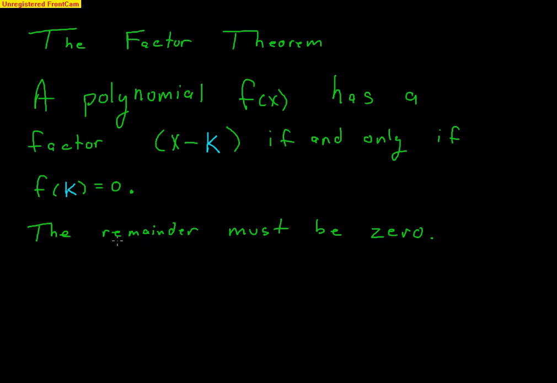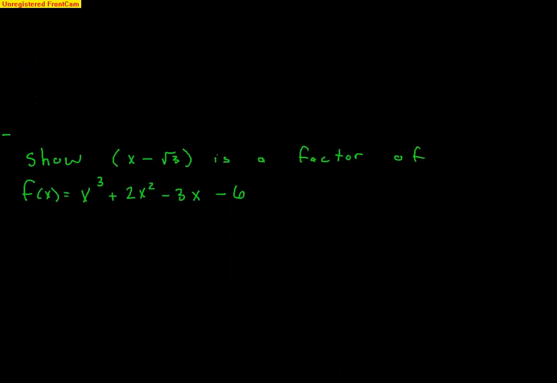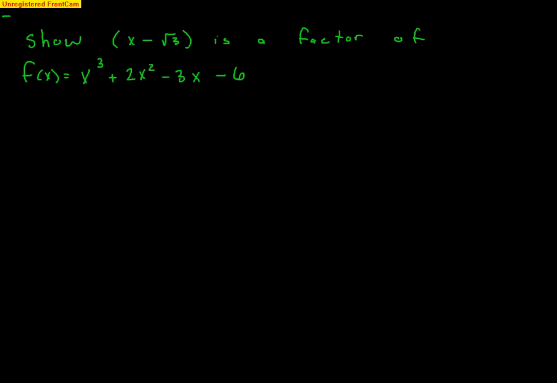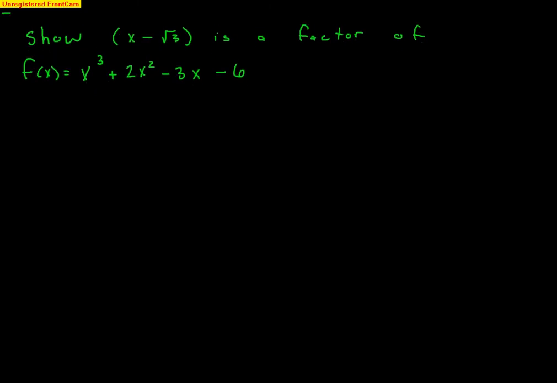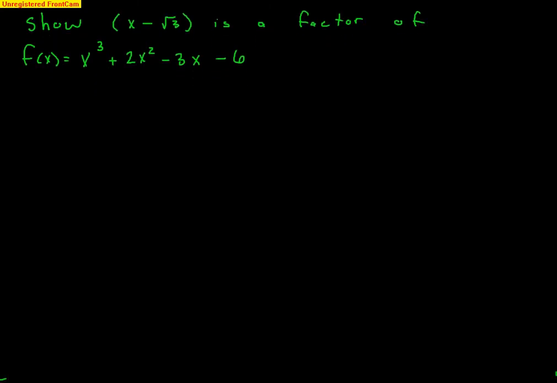So this basically tells us that the remainder must be 0. If your remainder is 0, then that means you are a factor, because x minus k is a factor if and only if plugging k into the function results in 0, meaning x minus k is also a 0. That's kind of old news, but it's important to understand now, because it tells us the remainder must be 0 in order to be considered a factor. All right, so show that x minus radical 3 is a factor of this cubic function.